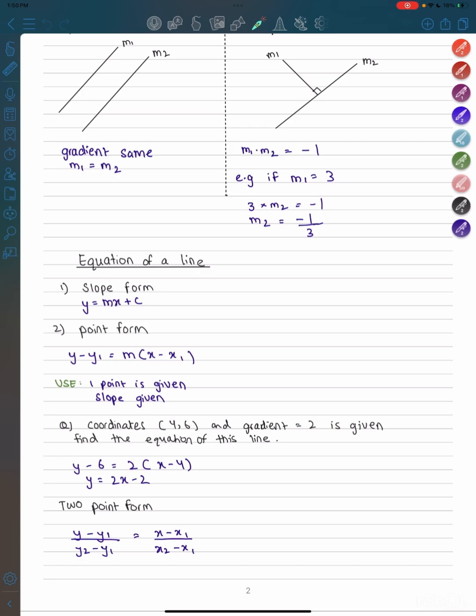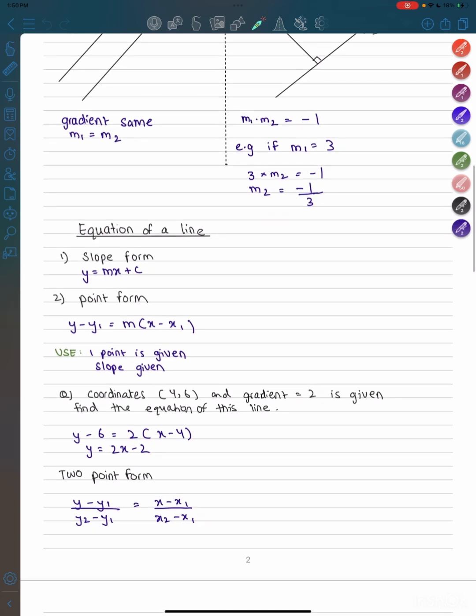You use this formula when you have one point given and the slope is given, and the two-point form when you only have two points given. So rather than going through the hassle of finding the gradient and the y-intercept, just use these formulas. They are more like a shortcut.